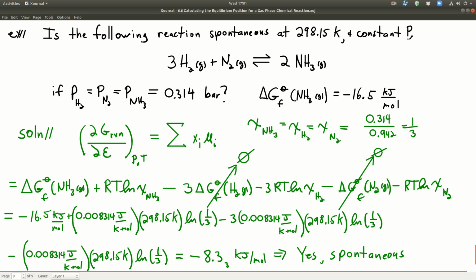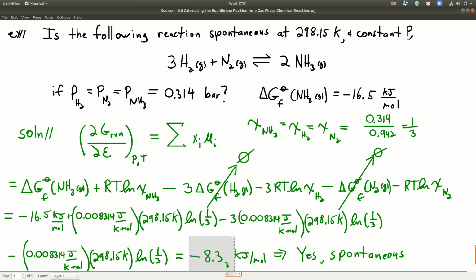Plug in, and remember we said this is equal to the chemical potential times the number of moles plus RT ln of the mole fraction times the number of moles. So this is for ammonia, delta G of formation plus RT ln the mole fraction, which is 1/3 for everything, minus 3. This 3 comes from this 3 right here, that's N, delta G of formation of hydrogen, and likewise here, 3 RT ln mole fraction of hydrogen, minus delta G of formation of nitrogen, 0, and so on. Plug all that in and check my work, please, as always.